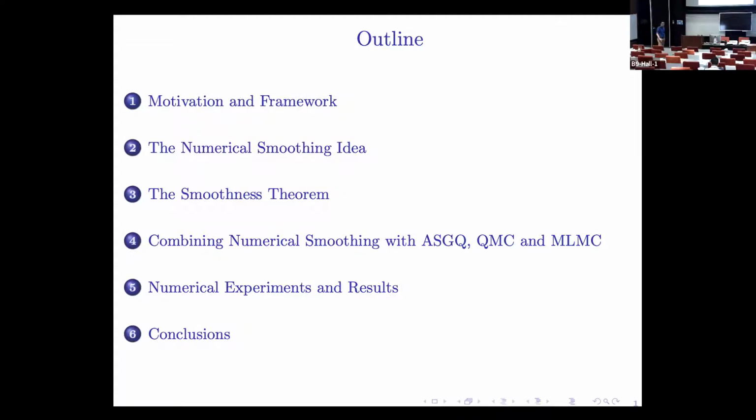First, I will try to motivate the problem and give the framework that we consider. Then I will explain the numerical smoothing idea that we introduced. Later, I will state the smoothness theorem along with the related details and show how to combine the numerical smoothing with the different methods that we consider. And before concluding, I will show numerical experiments highlighting the advantages of our approaches.